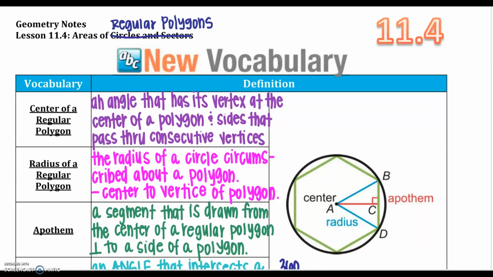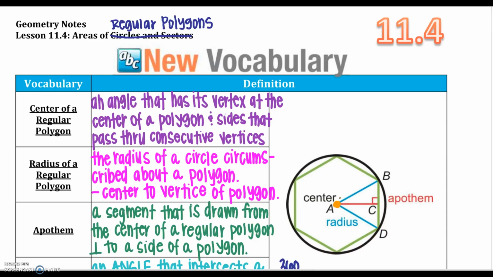So just some vocab to go over. The center of the regular polygon: an angle that has a vertex at the center of a polygon and sides that pass through consecutive vertices. You can also see that that polygon is inscribed in the circle, so that center is also the center of your circle as well.